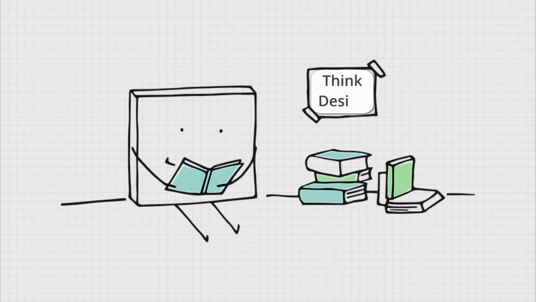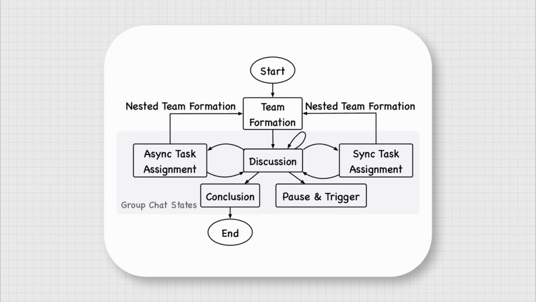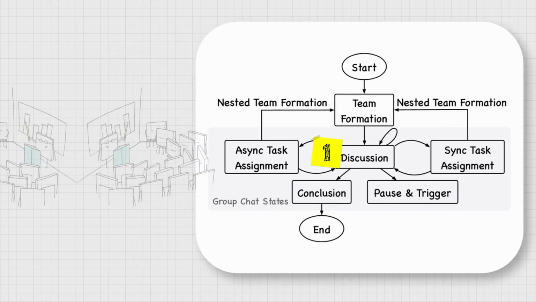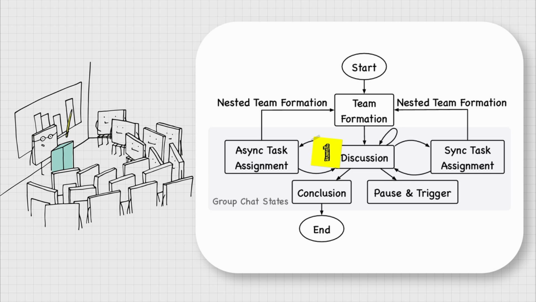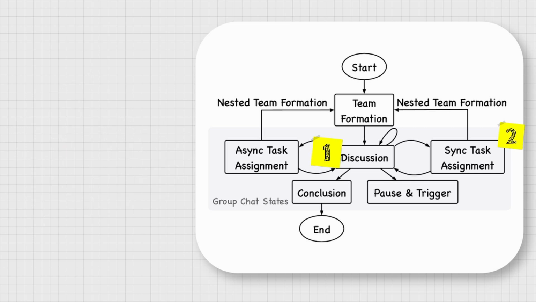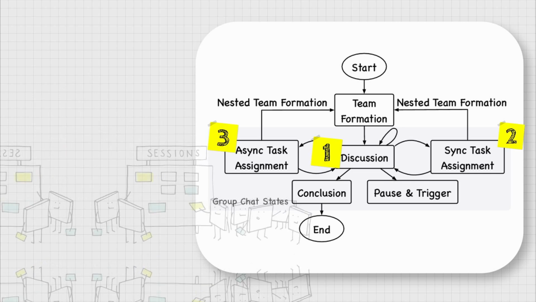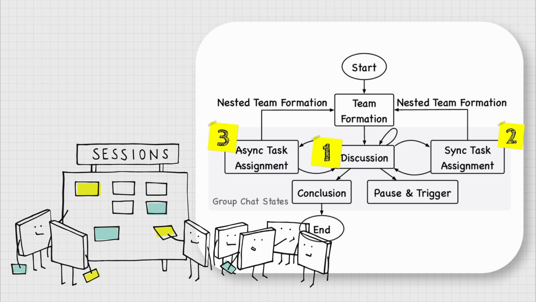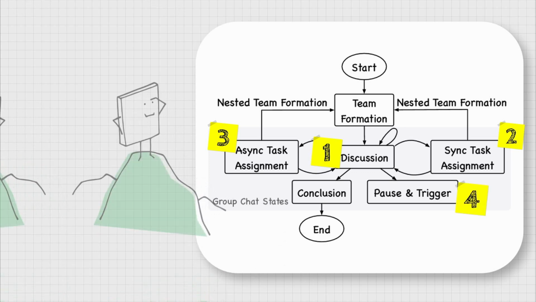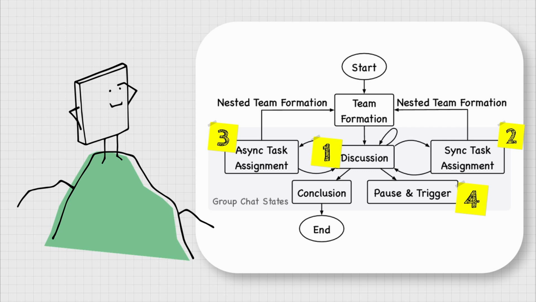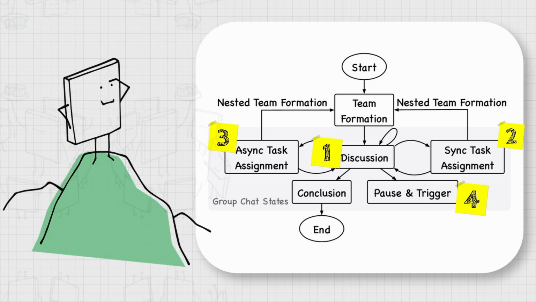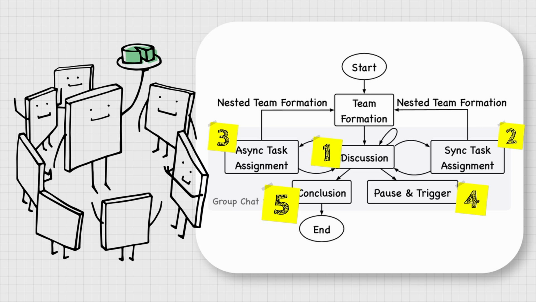The authors have also put a lot of thought and consideration into the flow of conversation among agents, as you can see in this image. You can easily see how this is implemented through this 5-stage design. In the discussion state, the agents engage in general dialogue, exchanging ideas and clarifying task requirements. In the synchronous and asynchronous task assignment, tasks are assigned to specific agents with and without pause. The pause and trigger state waits for the completion of the tasks in the previous state, and finally the conclusion state produces a final response.